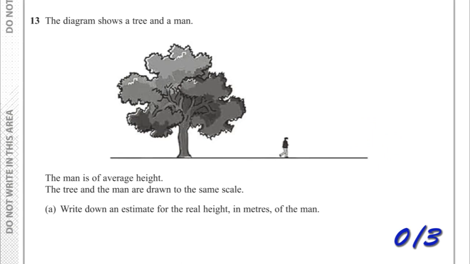It's an interesting question because question 13 requires you to have a basic bit of general knowledge, I suppose. The diagram shows a tree and a man. It tells us this man is of average height and the tree and the man are drawn to the same scale.